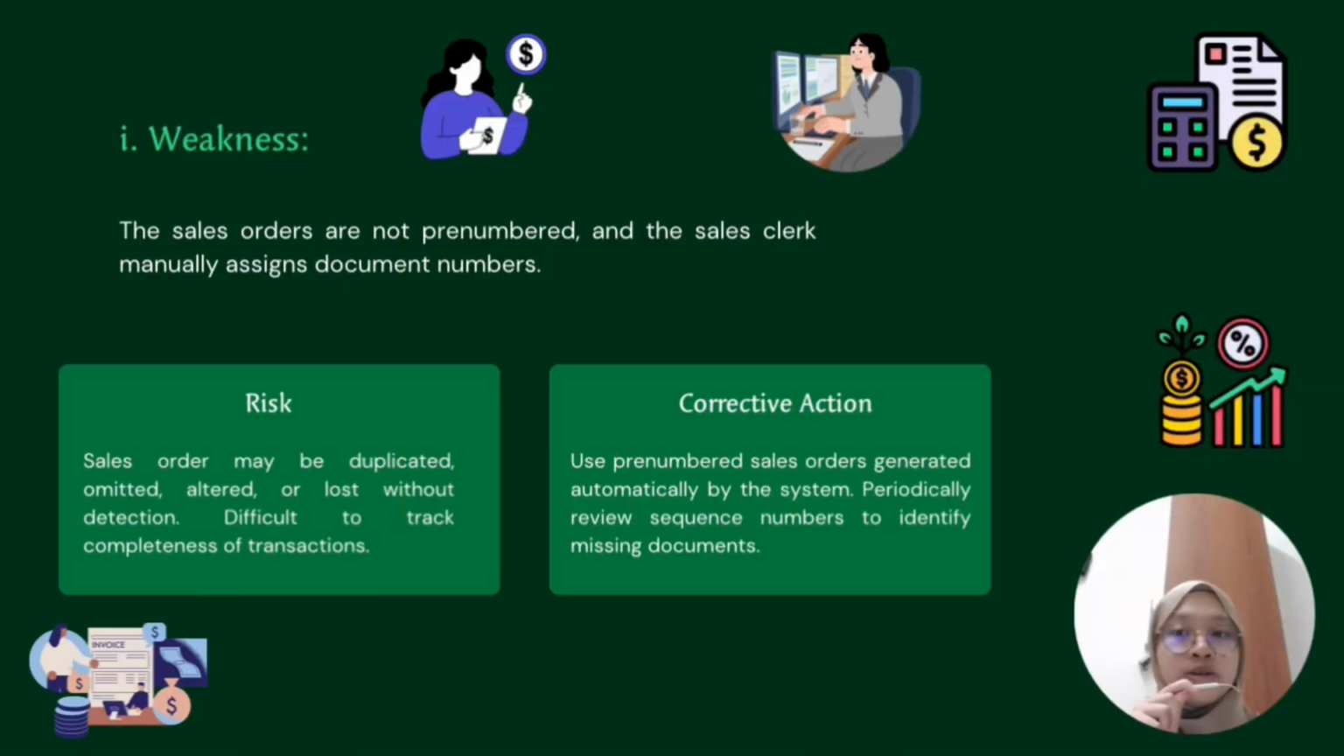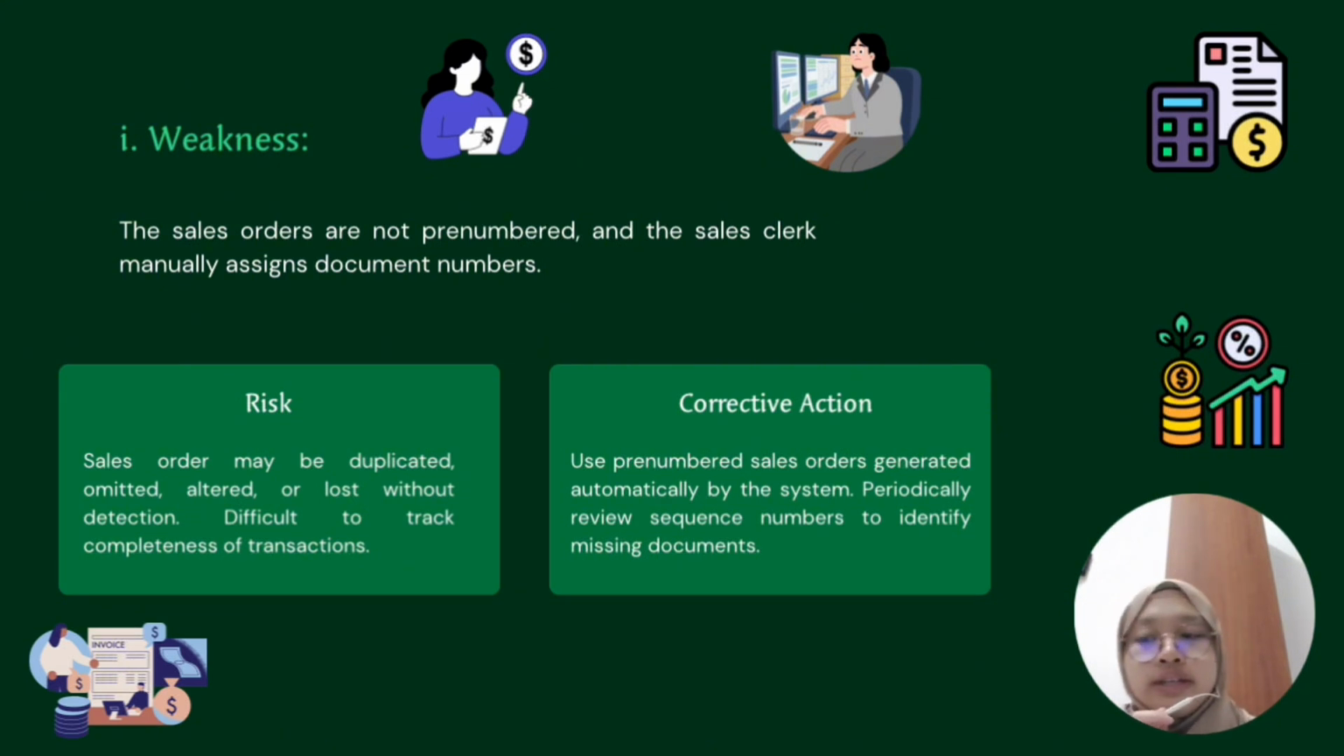Now, let's look at the first weakness found in the company's revenue cycle. In this company, the sales clerk manually assigns the sales order numbers instead of using pre-numbered documents. Imagine if every employee creates their own numbering, some numbers might be skipped, repeated, or even changed without anyone noticing it. As a result, sales orders could be lost, duplicated, or altered, making it difficult for the company to keep complete and accurate records.